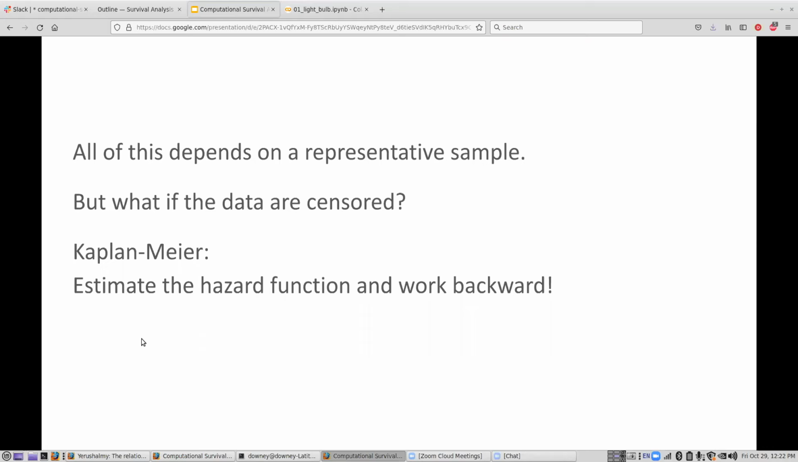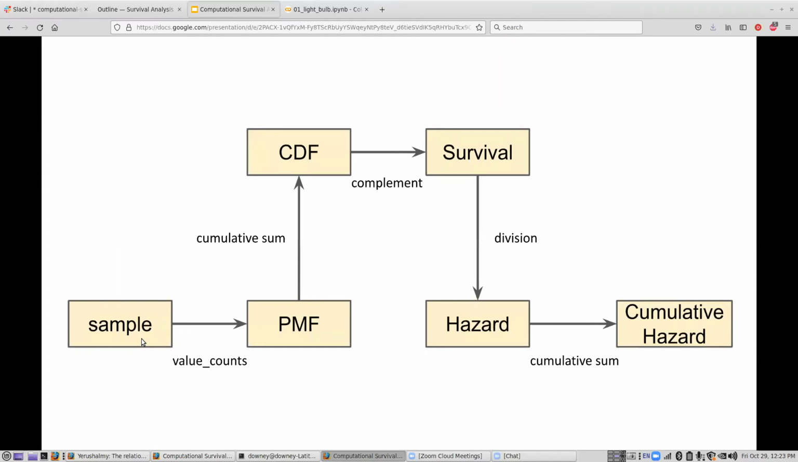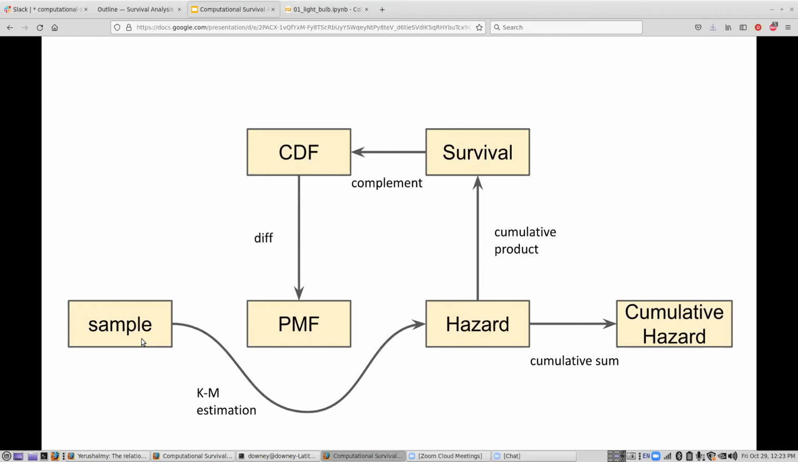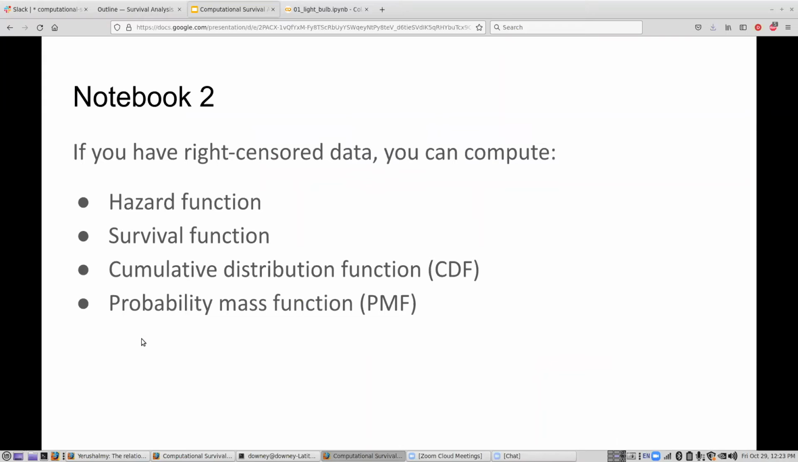The key idea of Kaplan-Meier estimation is that instead of starting from the PMF and going forward, we are going to start from the hazard function and go backward. So here's the forward direction. This is what we just did in notebook 1. Here is the reverse direction. This is what we're going to do in notebook 2. We'll start with a sample and directly estimate the hazard function. And then from there, we will go backwards to do the survival, CDF, and PMF curves. That is the plan, and that is the outline.